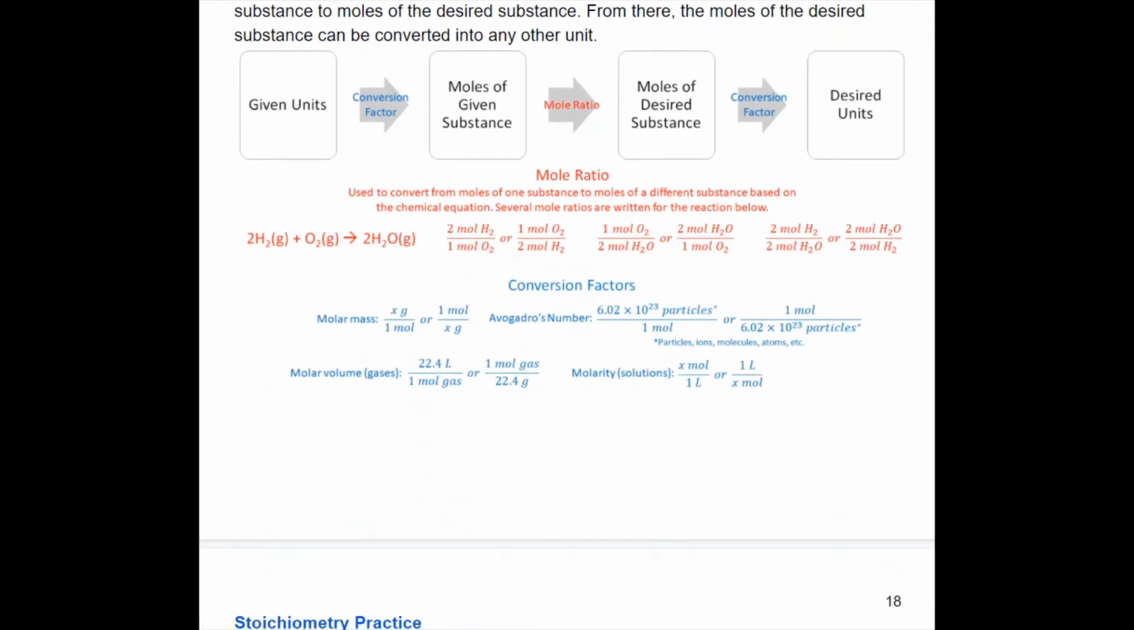So we can convert between grams and moles using molar mass, particles and moles using Avogadro's number. And particles is a generic term. It could be ions or molecules or atoms or whatever. We can use molar volume, 22.4 liters per 1 mole of gas. That is only for gases. It is not for solutions. If we want to use solutions, then we need to think about molarity, which has units of moles per liter.